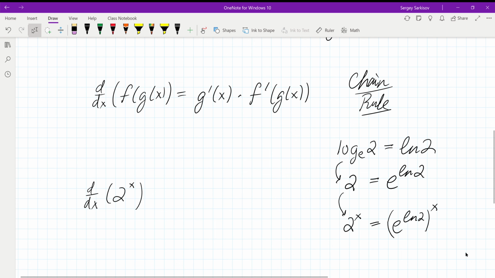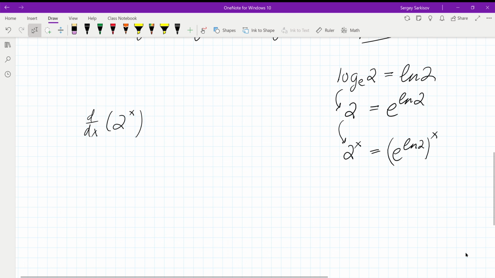And we get powers. If you take something to a power and then to another power, by the property of exponents you can write 2 to the x as e to the ln 2, all to the x, which is e to the ln 2 times x. So now, the derivative of this.